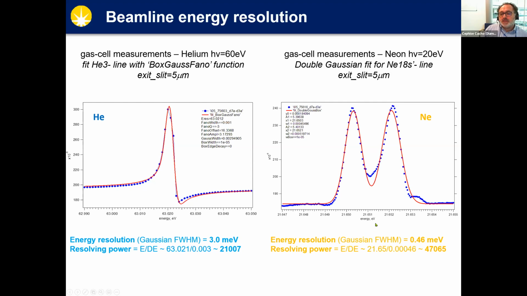And as you go lower in energy, you can do similar things in neon, and then you can get an energy resolution of less than 500 μeV for a photon energy of 20 eV. So this is 47,000 resolving power. So this is really the point of an ARPES beamline, to work with very high resolving power on the photon, and also a detector to match this.